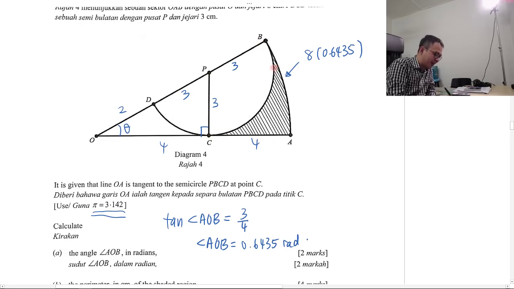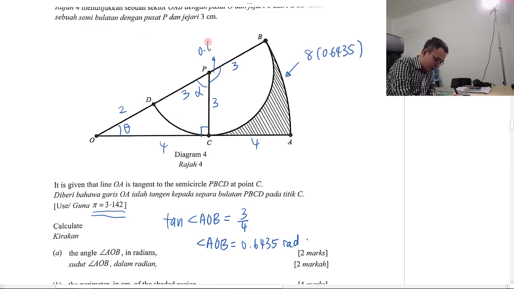So for the arc length of BC, I need to know the angle here. Since this is 90 degrees and I got this angle, I just need to find this angle. If you are smart enough, you should know this angle is theta plus 90 degrees, because it's 180. If not, you just find alpha, then use pi minus alpha. But normally I just add theta and the 90 degrees. Of course we do not use 90 degrees because we want the radian.